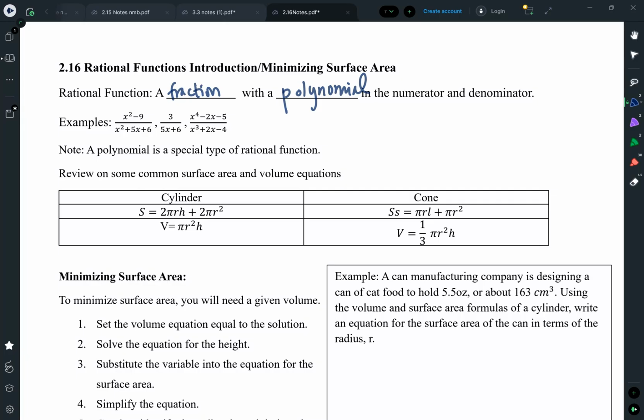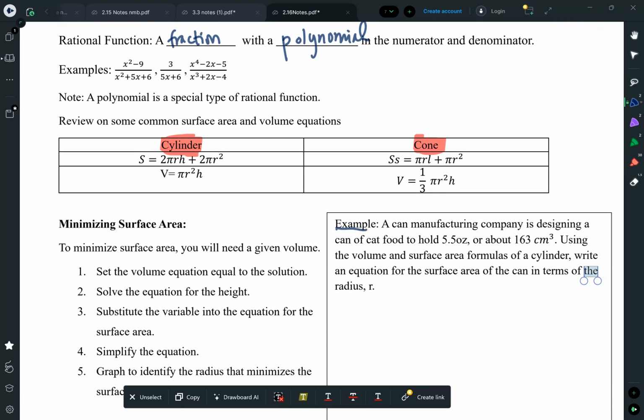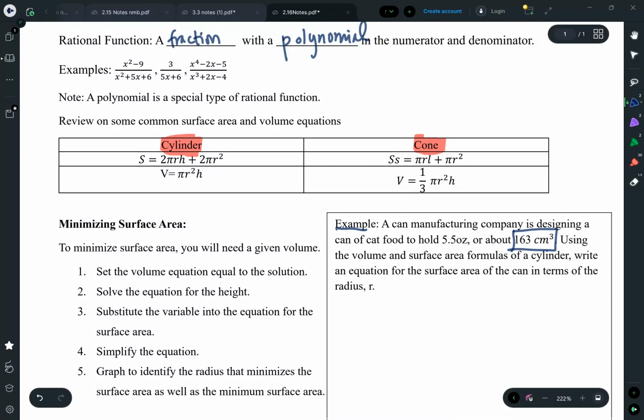So here are some formulas for cone and for cylinder. And we are looking at this kind of classic surface area problem. Our example over here is a can manufacturing company is designing a can of cat food to hold 5.5 ounces or about 163 cubic centimeters. Using the volume and surface area formulas of a cylinder, write the equation for the surface area of the can in terms of the radius r.